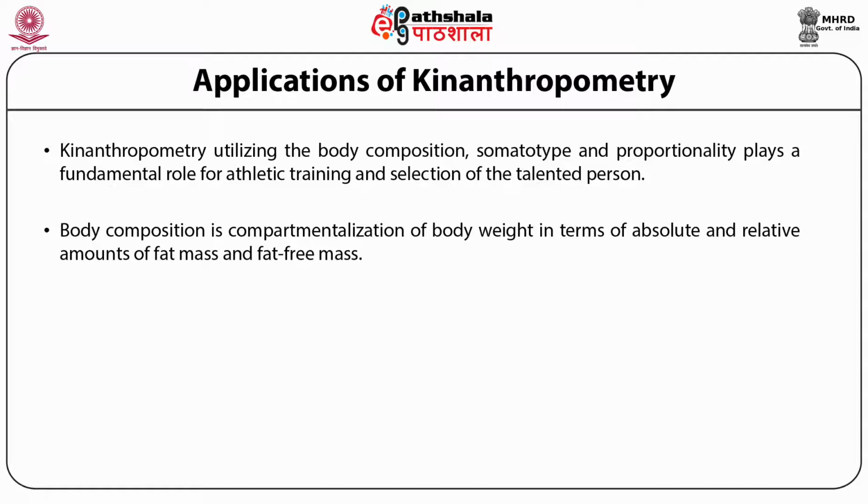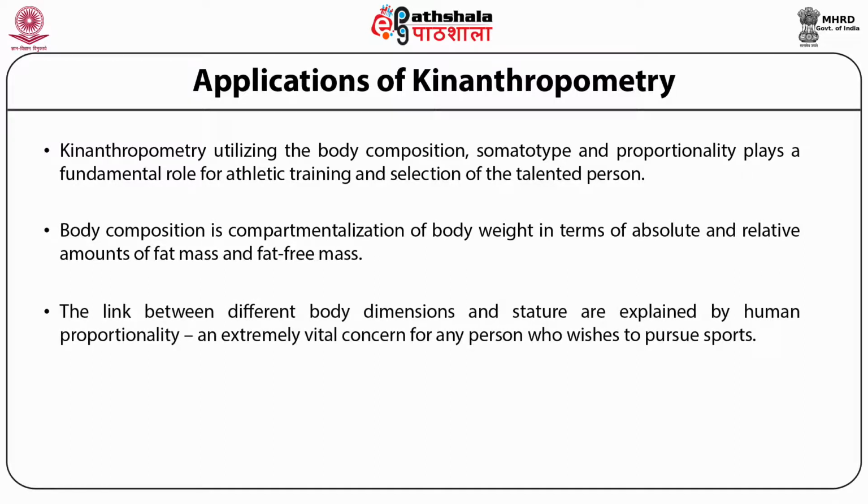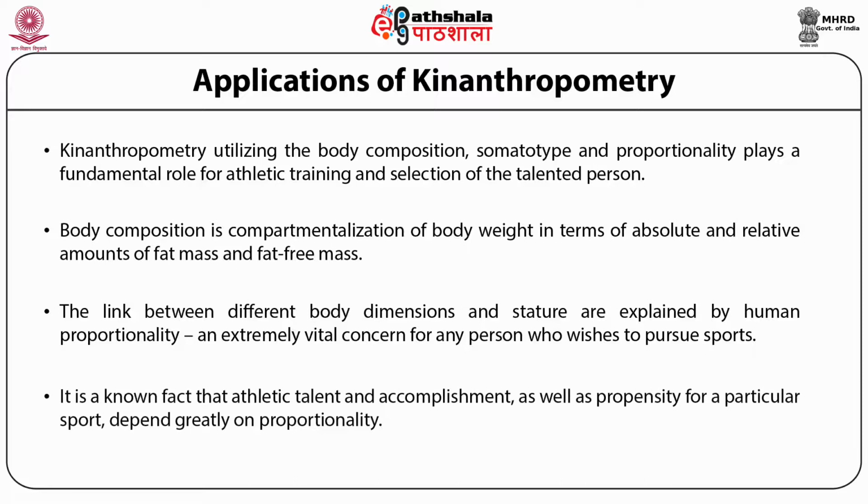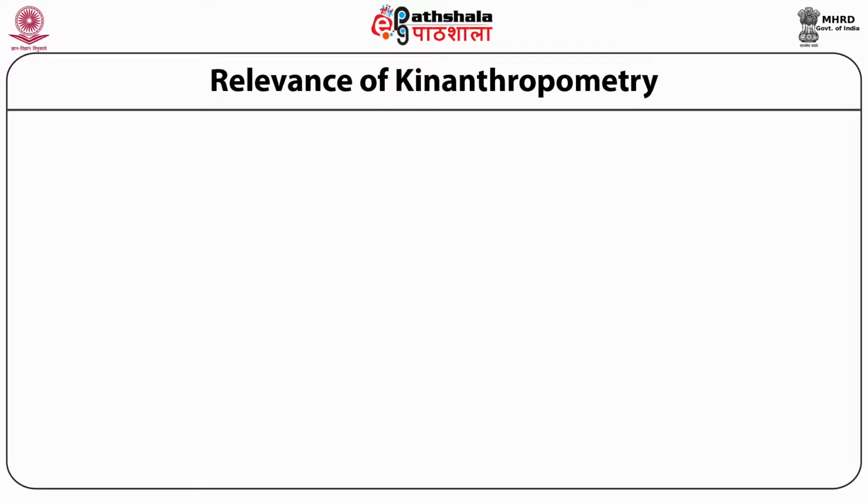As we know, somatotype refers to the classification of the human body into three essential elements: endomorphy, that is relative adiposity; mesomorphy, which is relative musculoskeletal development; and ectomorphy, which is relative linearity. The link between different body dimensions and stature is explained by human proportionality, an extremely vital concern for any person who wishes to pursue sports. This is so because this relationship is linked with a person's physical ability to meet the biomechanical demands of a particular sport or even playing position within a given sport. It is a known fact that athletic talent and accomplishment as well as propensity for a particular sport depend greatly on proportionality. Let's have a look at the relevance of kinanthropometry.